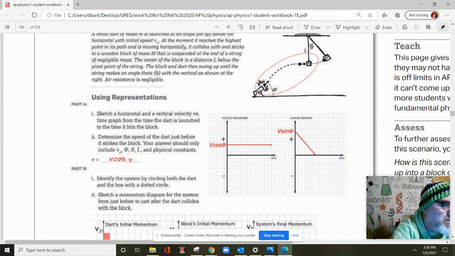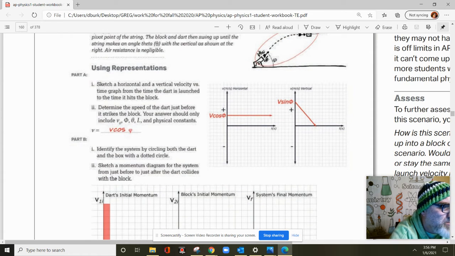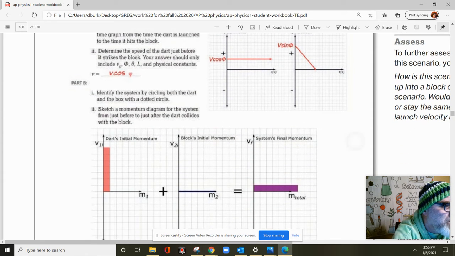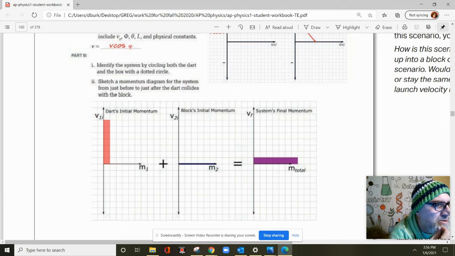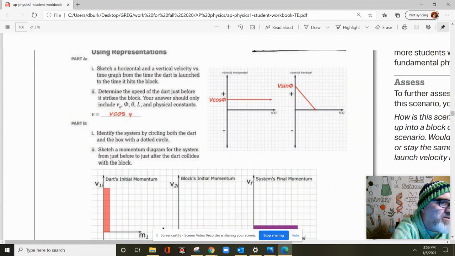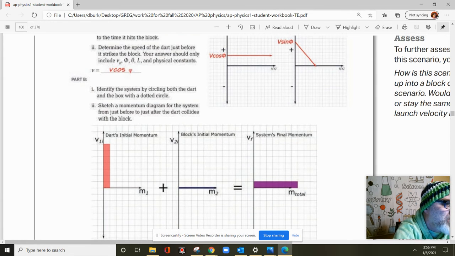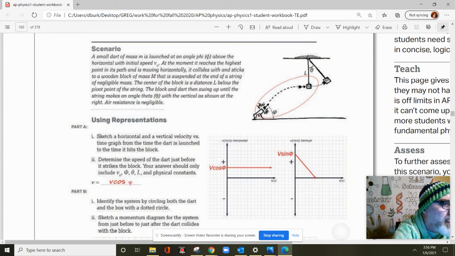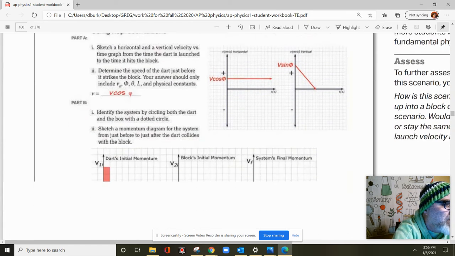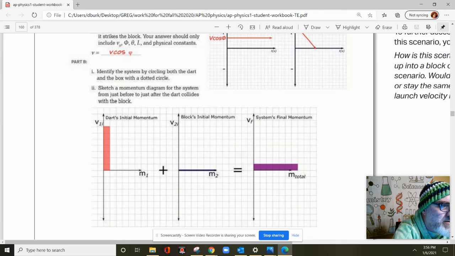Identify the system by circling both the dart and the box with the dotted circle. There it is. And sketch a momentum diagram for the system from just before to just after the dart hits. So the dart's initial momentum is its mass times its velocity. So it's got 1 unit of mass, and it's got 1, 2, 3, 4, 5, 6, whatever, 7 units of velocity. I think they just made that part up to make it look good.